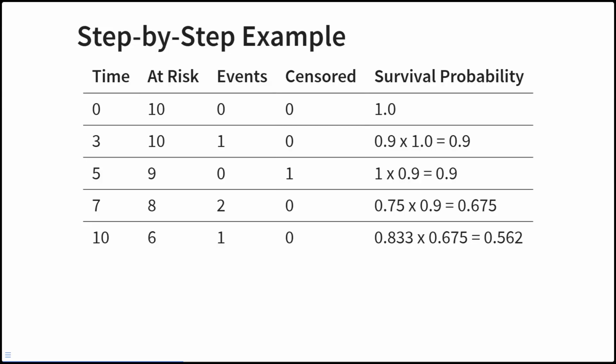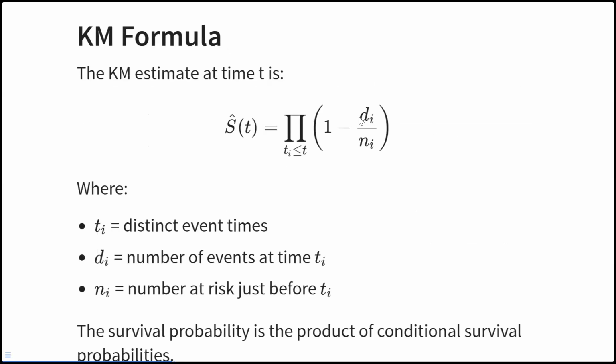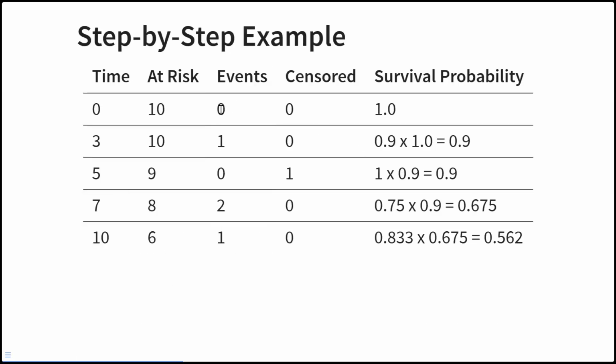Now, if you look at time 0, which is the beginning of the study, we had 10 patients. Nothing happened to any of them. None of them died, and none of them were censored. So based on this particular formula, we take the number of events at time t, which is at time 0, divided by the number at risk before that particular time. So you can see the number of events at time 0 is 0, divided by the number at risk, which is 10.